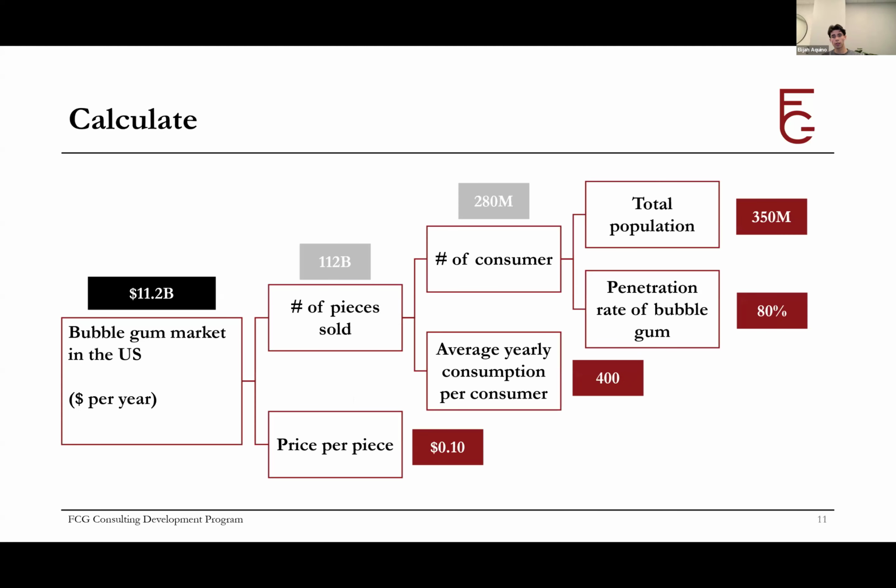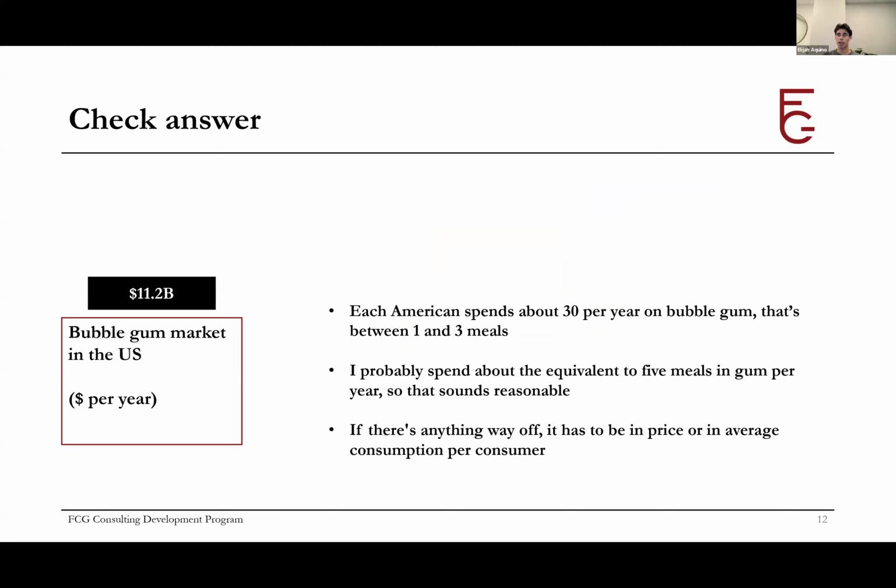So if you're looking here, what could really throw off our case here? Well, it's probably going to be the price per piece. So if we change that, that would drastically change our bubblegum market size. And if we change our average yearly consumption per consumer, that would probably drastically change the market size of the United States. So as we think back to checking our answer, we also want to make sure that we are aware of where our answer could be off and make that clear to the interviewer also.